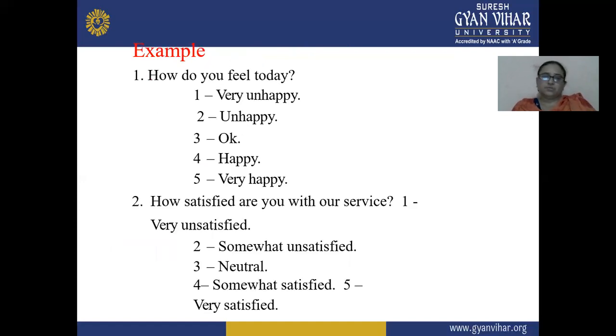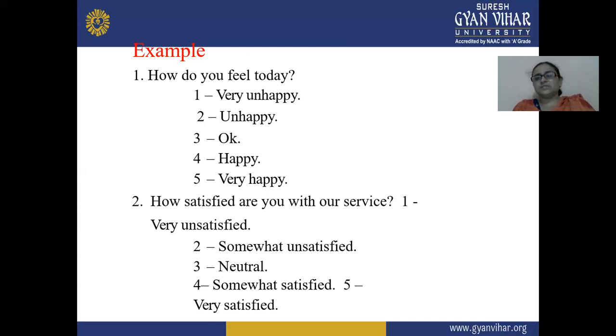Example of ordinal scale: how do you feel today? Very unhappy, unhappy, okay, happy, very happy. How satisfied are you with your service? Very unsatisfied, somewhat unsatisfied, neutral, somewhat satisfied, very satisfied. These are the order.